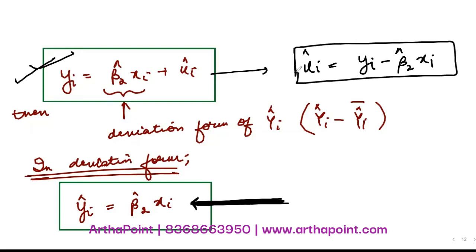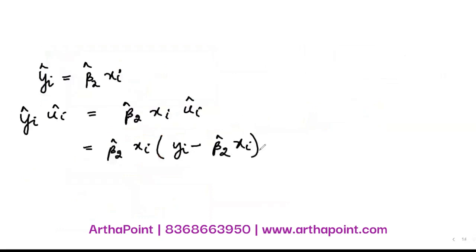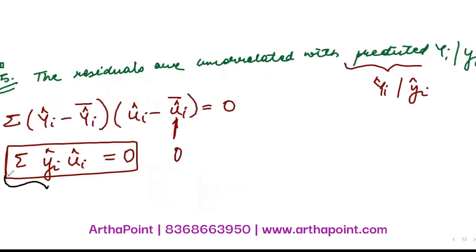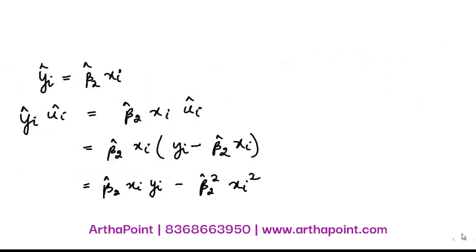So I'm just writing this down. Instead of ui hat, I am writing yi minus beta 2 hat xi, making everything in the deviation form. This will be beta 2 hat xi yi minus beta 2 hat whole square summation xi square. Now I know that if this is the equation, I have to actually prove that summation of yi hat ui hat is 0. So I have to take sum on both sides.